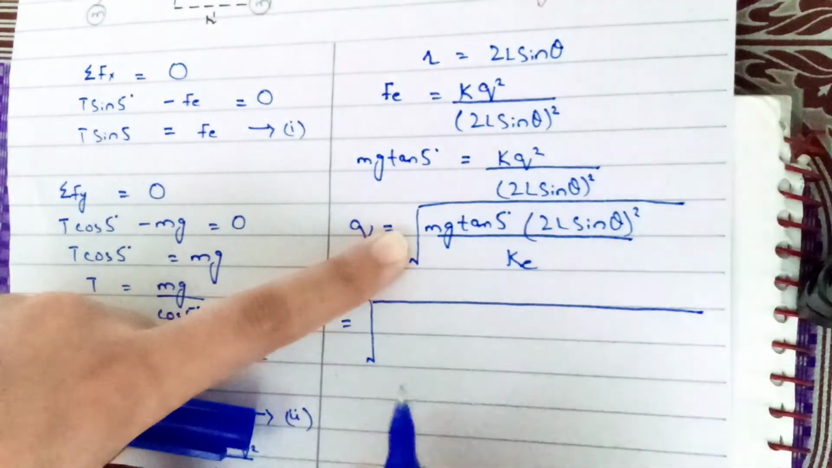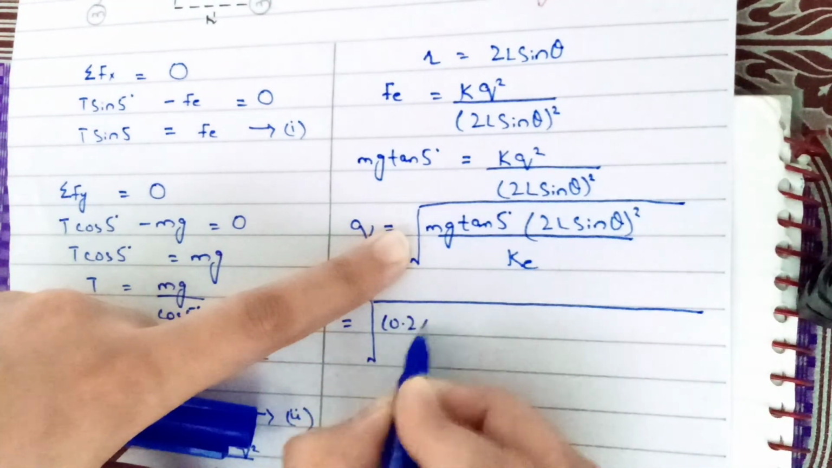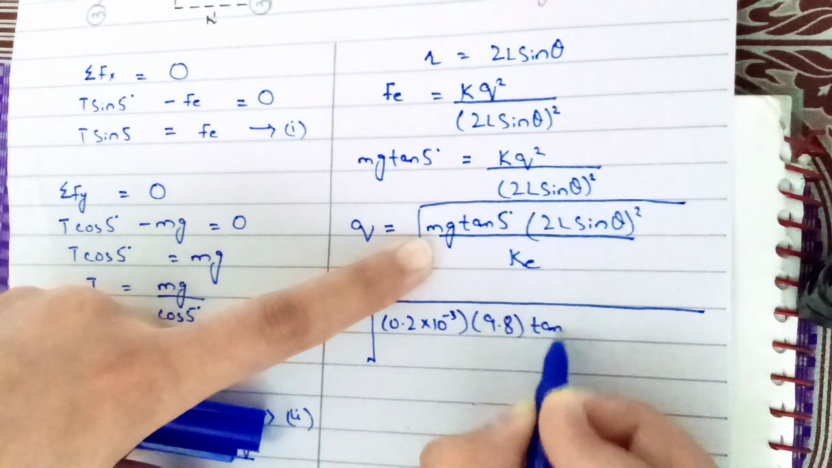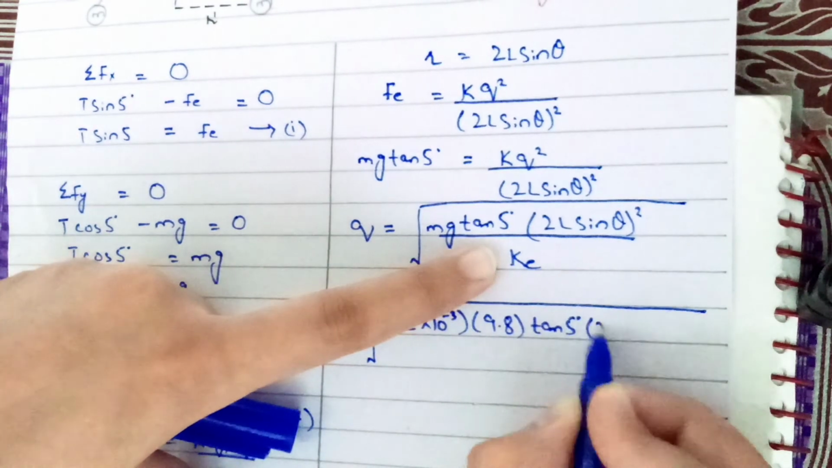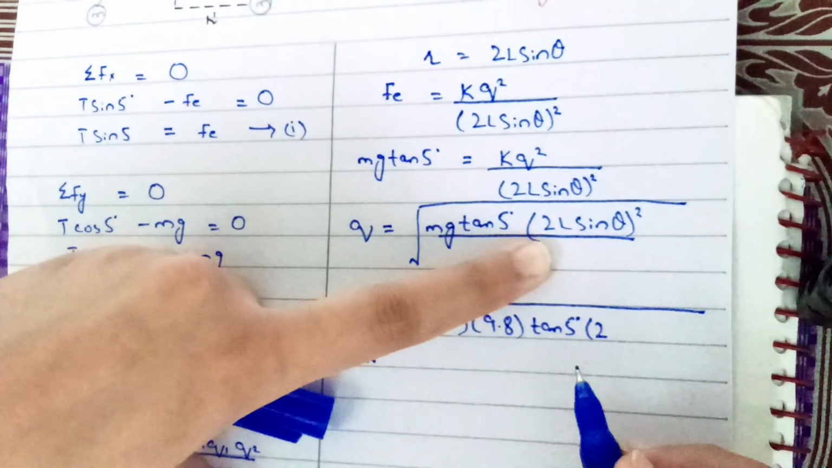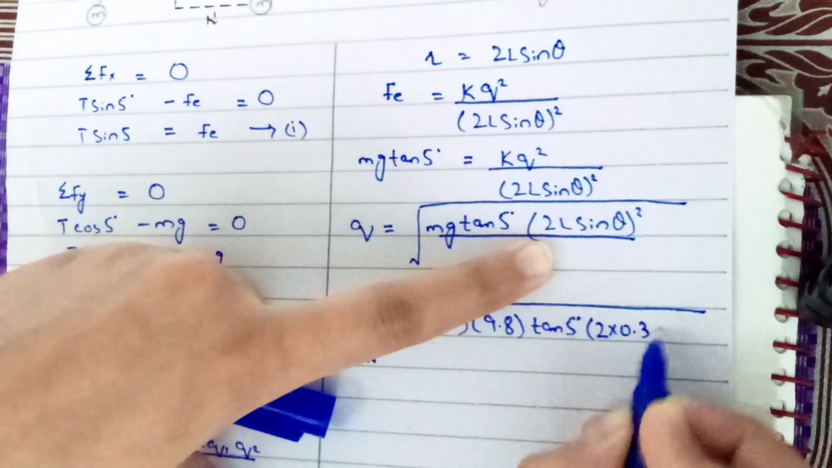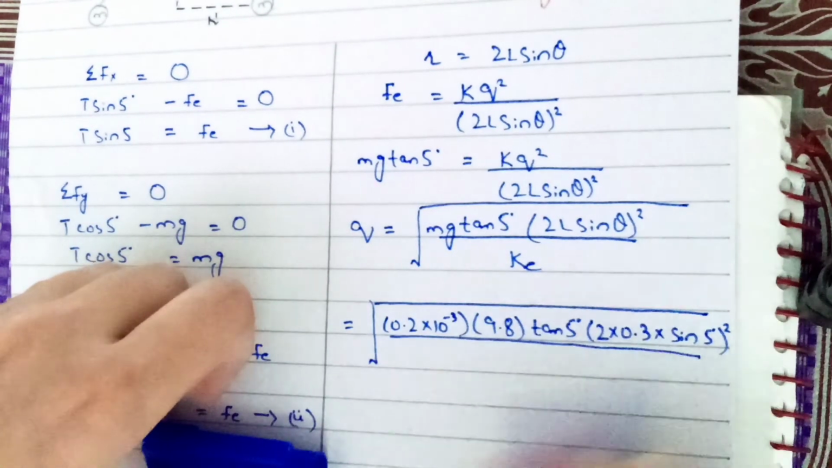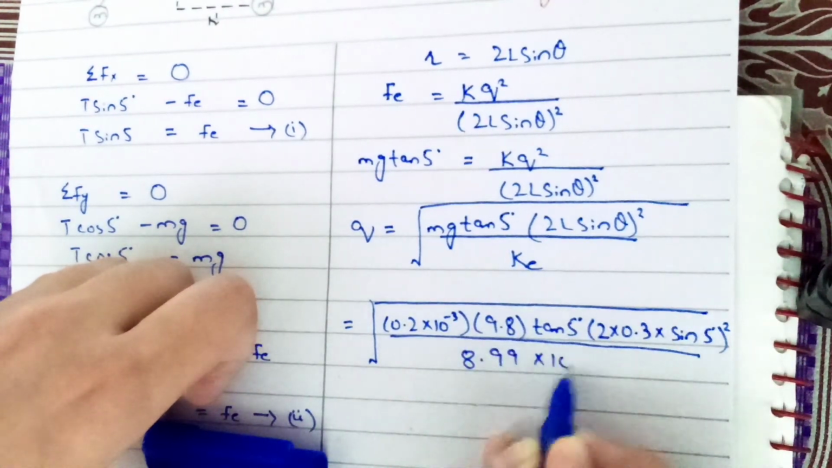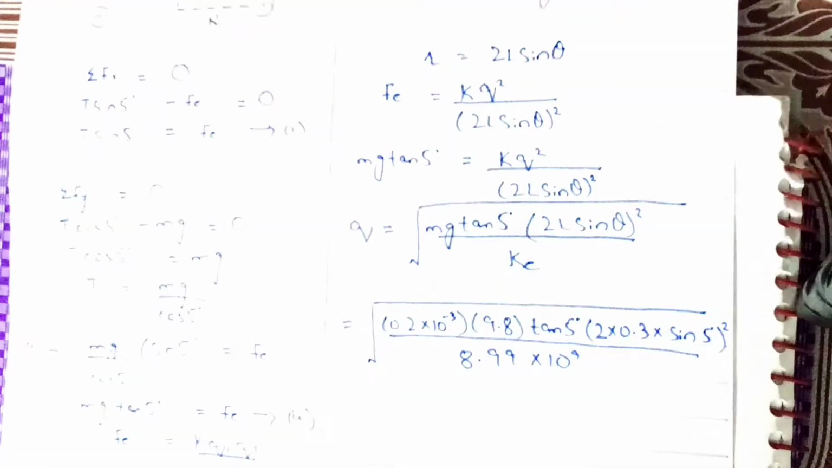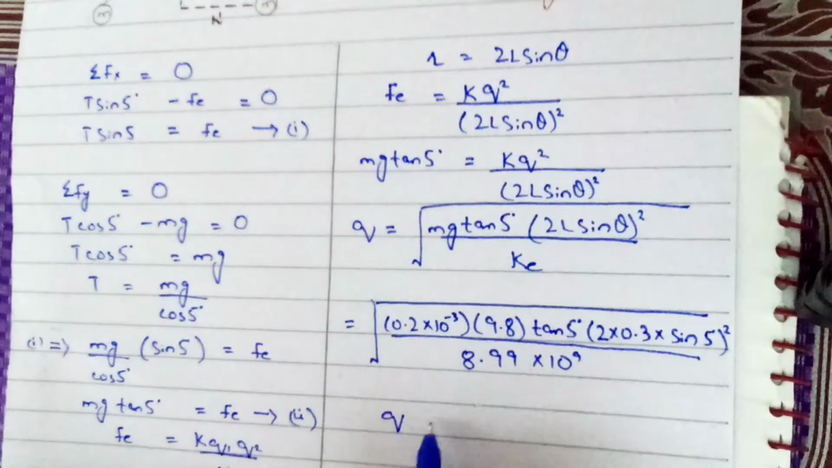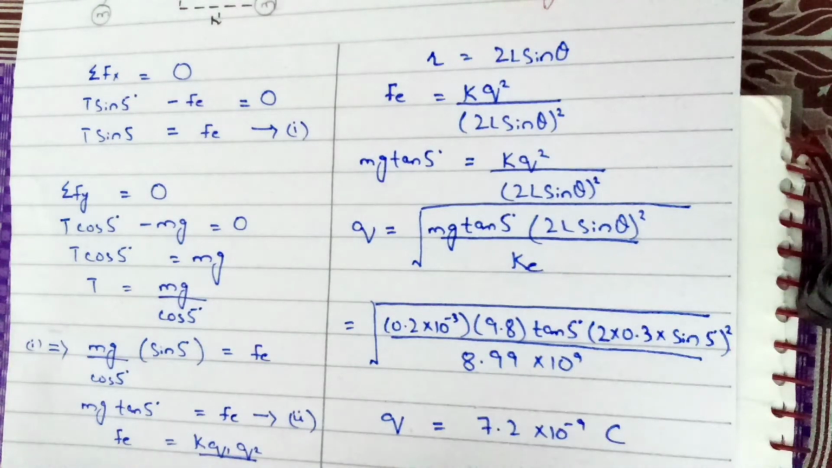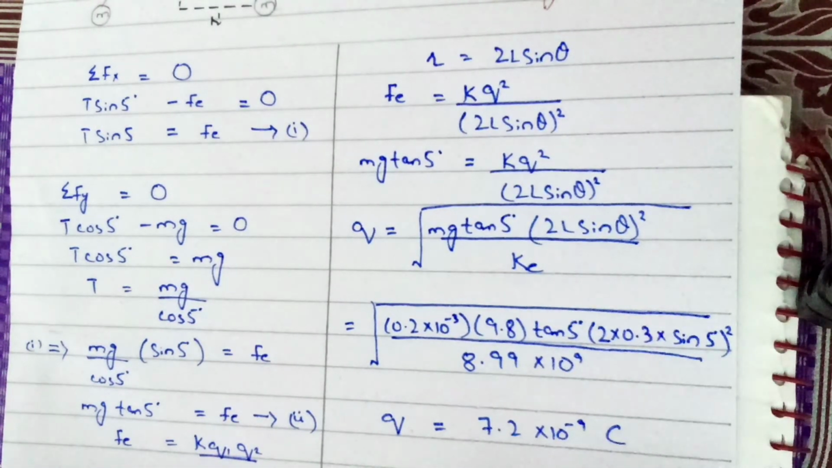M is in grams, so in kg it will be 0.2 exponent minus 3. G is 9.8, tangent 5, then 2, L is 30 centimeter but in meter it will be 0.3, and sine theta is 5, whole square, divided by 8.99 exponent 9. When you substitute all these things in your calculator, you will get Q equals 7.2 exponent minus 9 coulomb, and in nano coulomb you will get Q equals 7.2 nano coulomb.